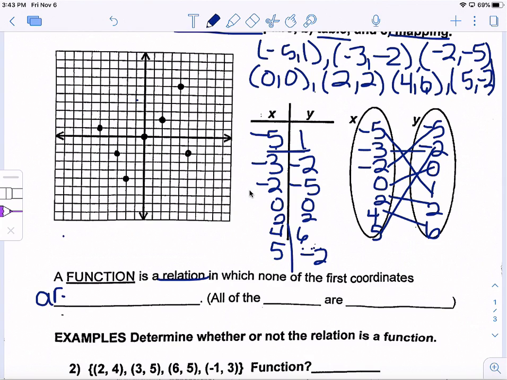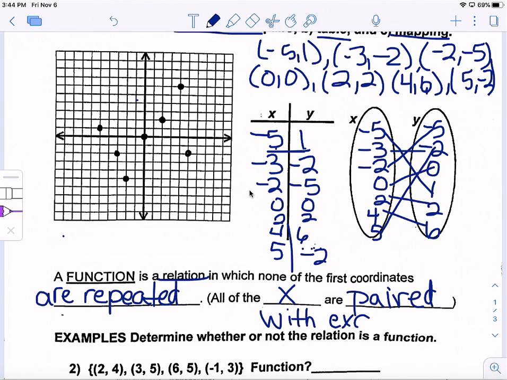Now, a function is a special, specific type of relation in which none of the first coordinates are repeated. So all the x are paired with exactly one y value. X is paired with exactly one y.